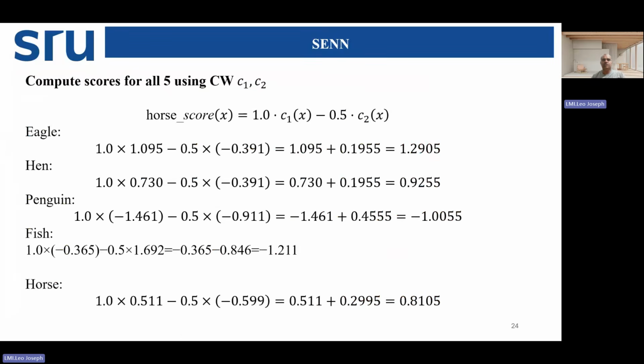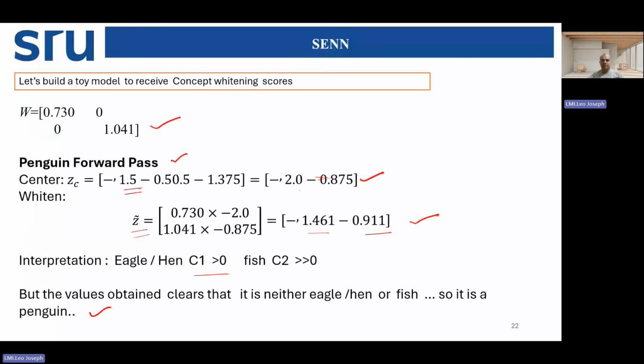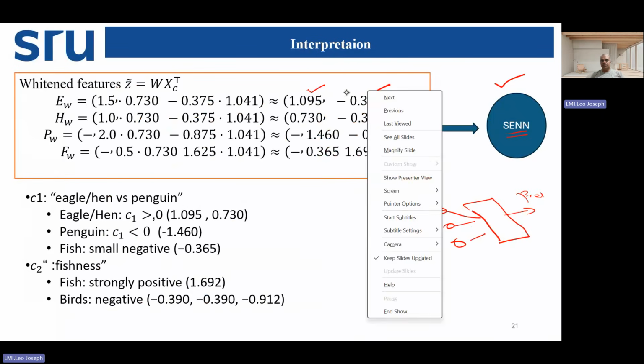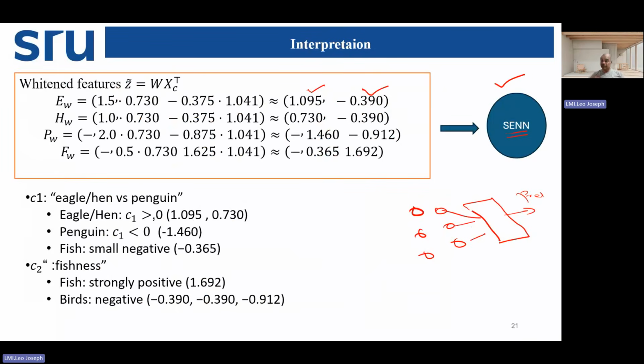Okay. Next, what I am doing, I am calculating the horse weightage. How to calculate the horse weightage? Let us check. So 1 into C1 of X minus 0.5 into C2 of X. What happened to eagle? 1 into 1.095 minus 0.5 into minus 0.391. This is the thing. Okay. These weights, these weights, the factor weights we are having now, 1.095 and minus 0.390. That we are multiplying with the horse value.